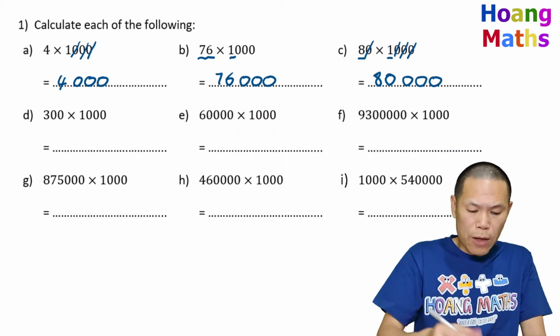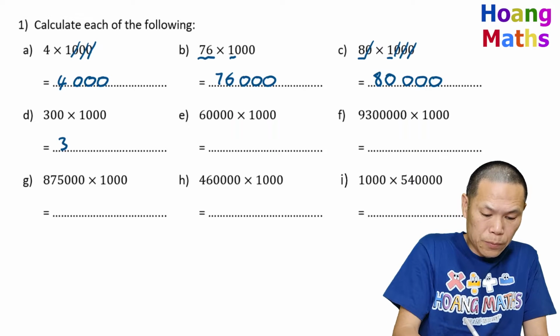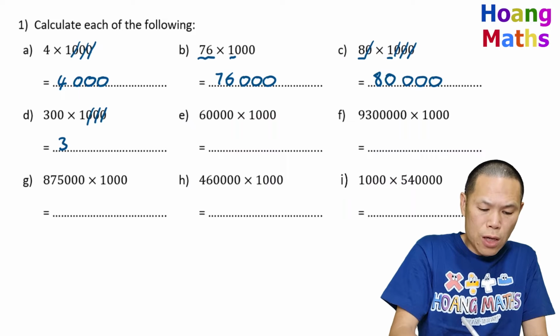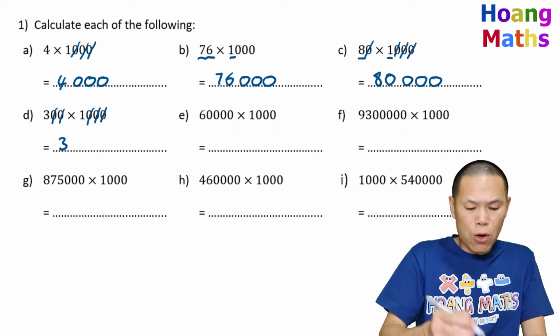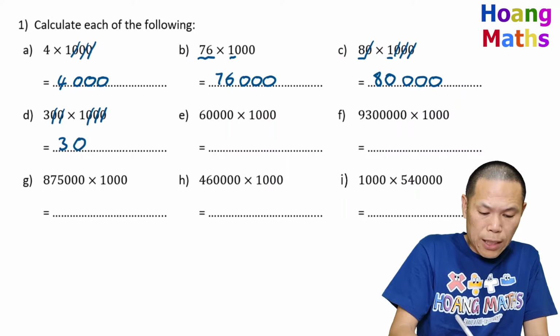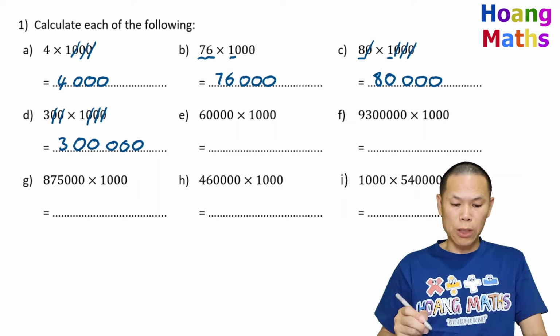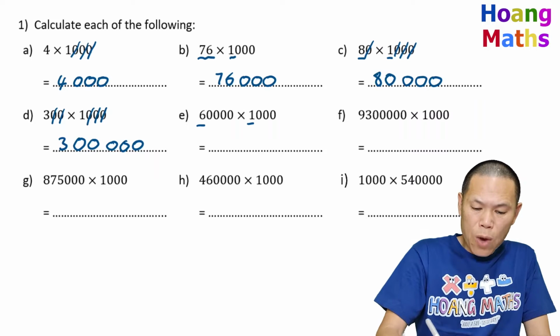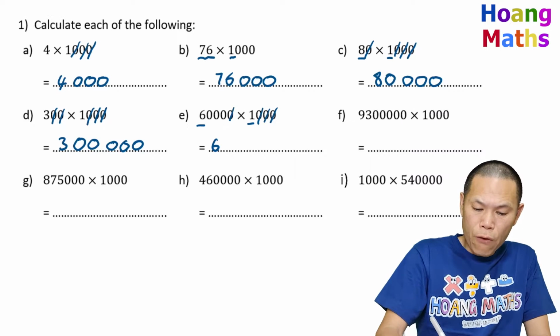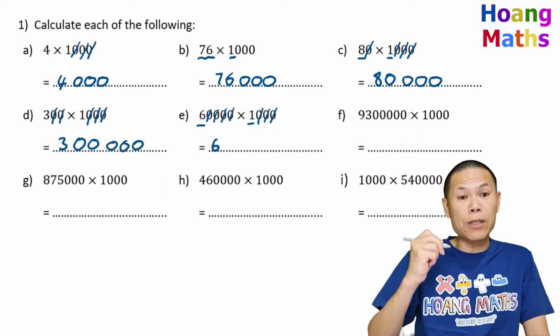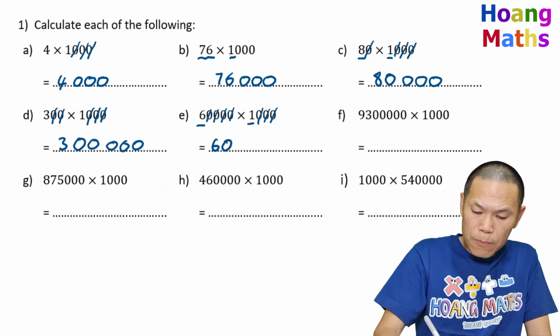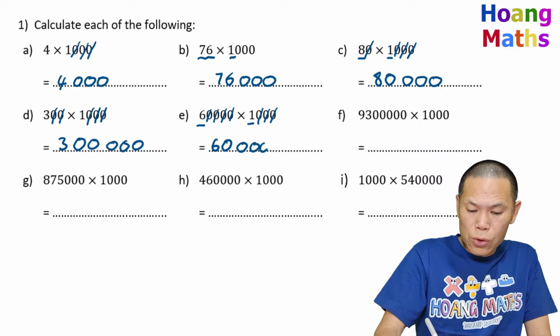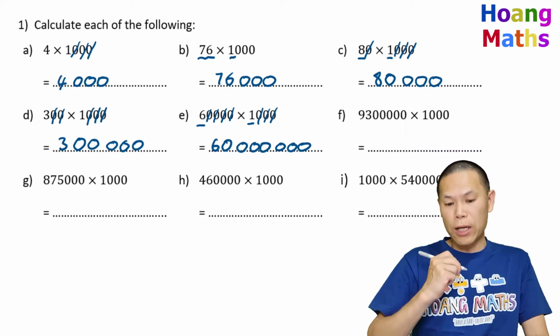Part D, we have 300 times 1,000. So 3 times 1 will give me 3. And we have 1, 2, 3, 4, 5, so 5 zeros. So we write this down. Then we have 6 times 1, which gives me 6. We have 1, 2, 3, 4, 5, 6, 7, so 7 zeros. We just need to write this down.